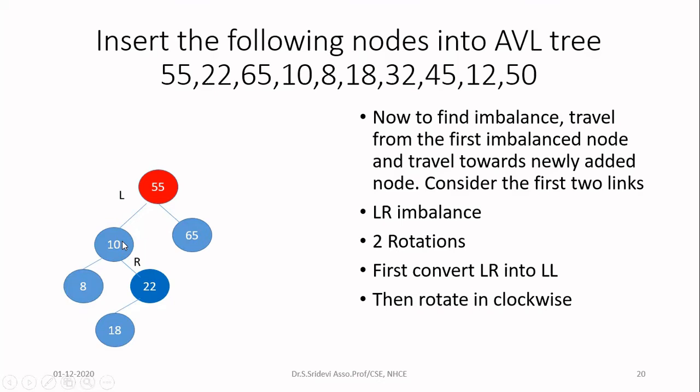Then I have to identify in which direction I am going to apply the rotation. When the letters are different, see the first letter, you apply rotation in the same direction. Here the first letter is L. L means left. So I am going to apply rotation in the anti-clockwise direction. When you apply rotation in the anti-clockwise direction, what we'll be doing is we will convert LR into LL imbalance. This we have already seen in the previous class. So that is the step we are going to do.